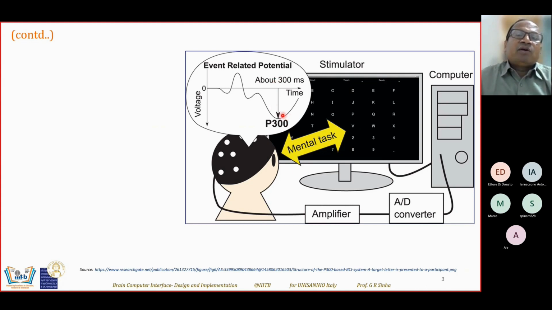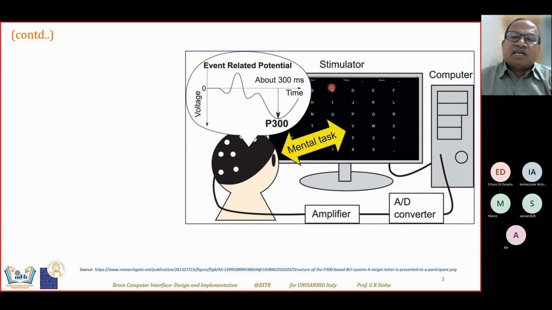It may be from either positive to negative or negative to positive, but there will be change after 300 milliseconds. And whenever there is a mental task or any task where the brain is engaged, the task is assigned to the subject, the event related potential will be generated after a certain amount of time. That time, 300 milliseconds, is the latency here.